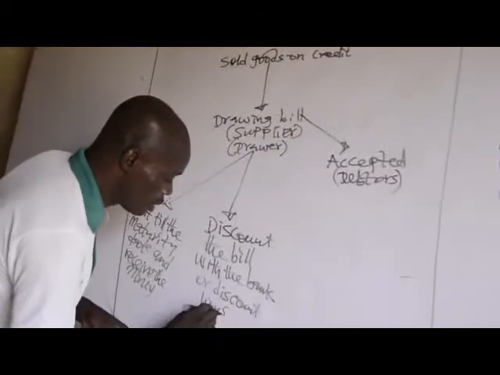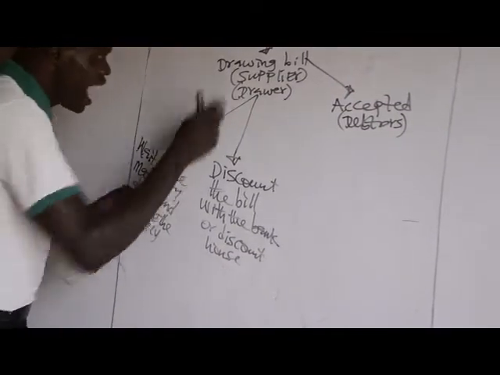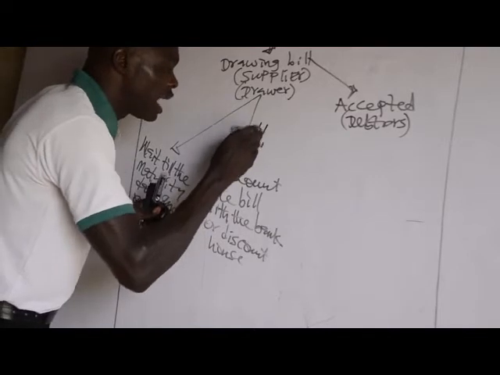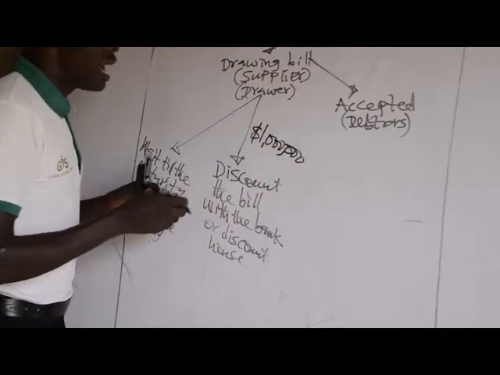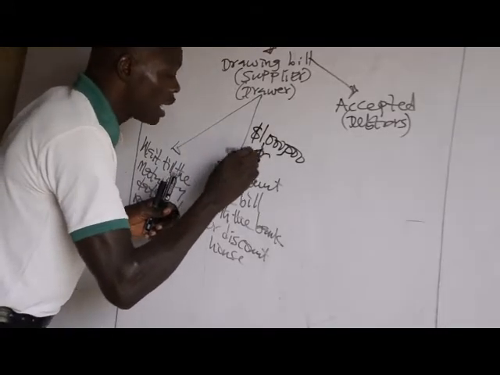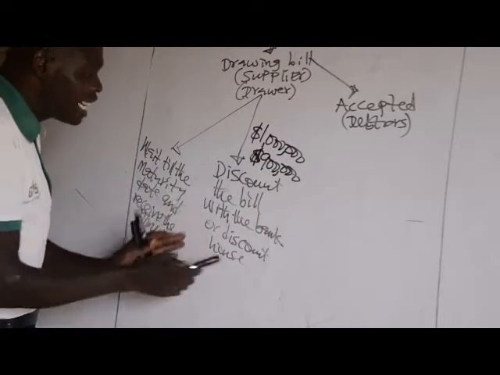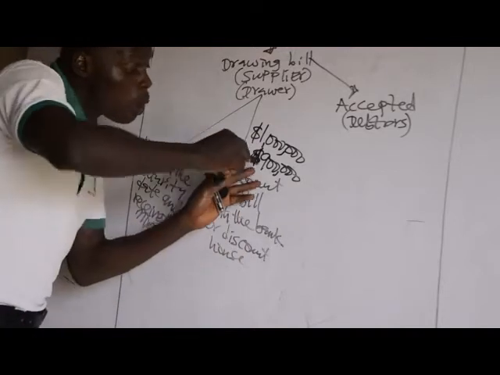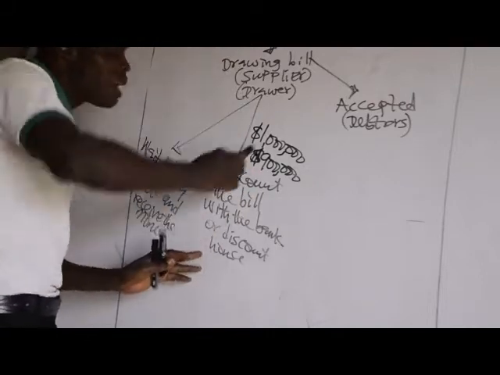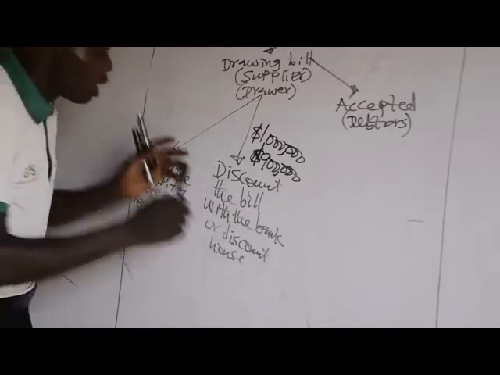What do we mean by discounting the bills? Meaning that the seller will tender the bills to the bank. If the sum is $1 million, the bank might agree to give the seller the sum of $900,000 in place of $1 million. Meaning that the seller tenders the bills to the bank and agrees to collect a lesser amount, that is, an amount that is less than the face value of the bills. So that process is what we call discounting of the bills.